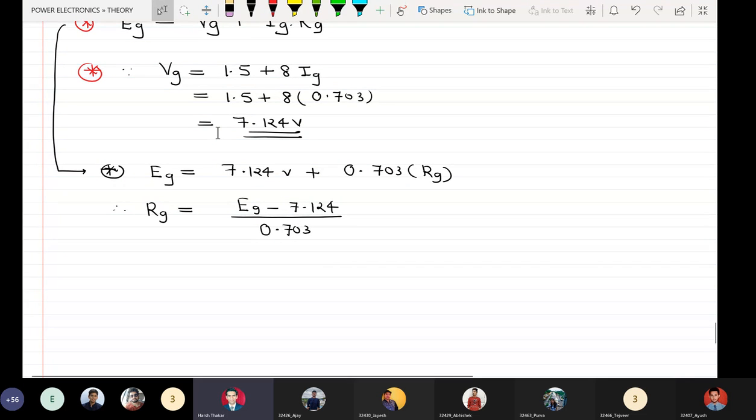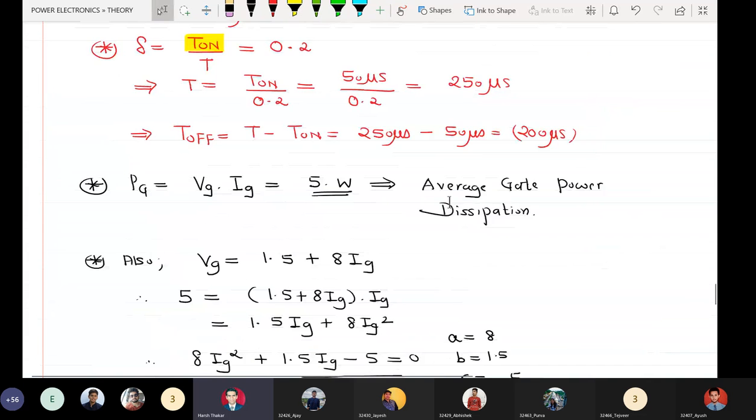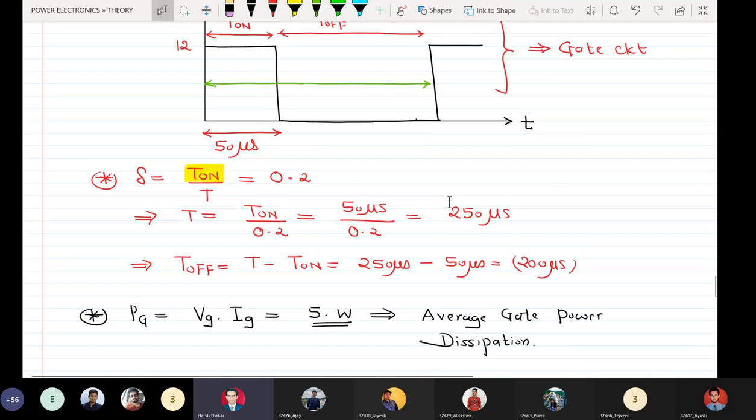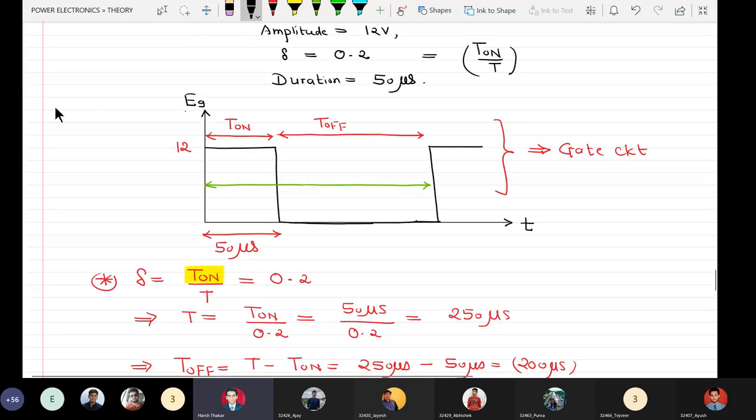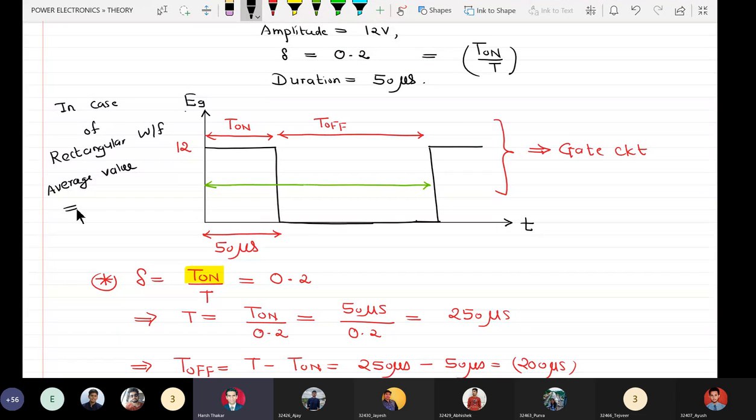Okay, so now the challenge is, what is the value of Eg? Okay, students, understand one thing here, that in case of a rectangular waveform, the average value is always equal to duty cycle into the amplitude. Okay, so we use this thing.